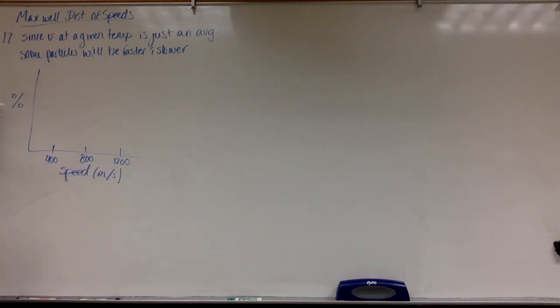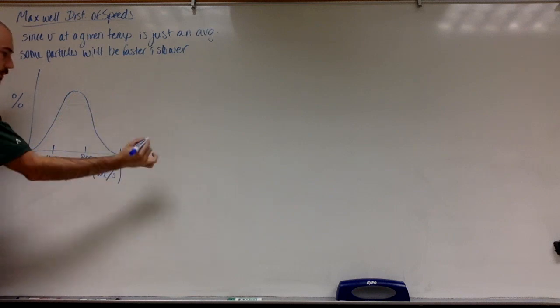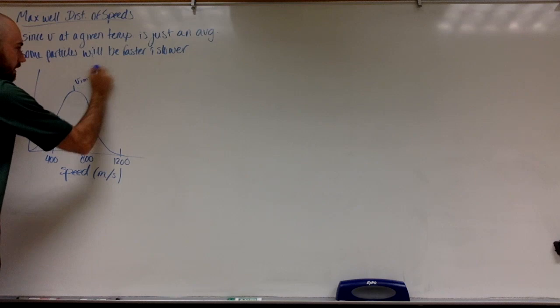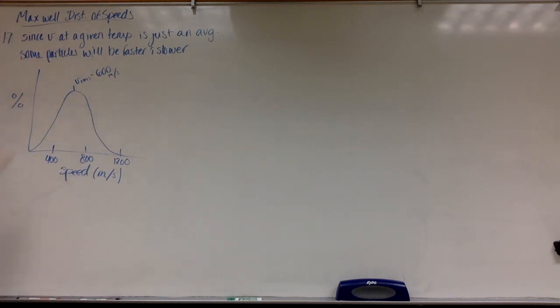That means most of our particles are going to be right there. So we'll have some particles with almost no energy, and then we'll distribute out like this. So our VRMS right here, VRMS equals 600 meters per second. Now what's going to happen, you see higher percentage near the average, but we do have some that are all the way down here, some all the way over there.